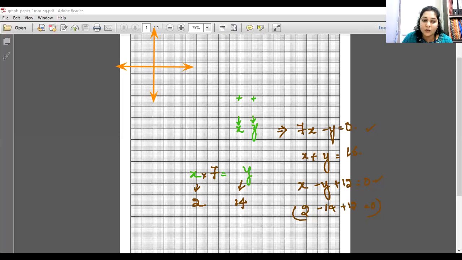How many lines can you draw? You can draw infinitely many points, isn't it? So this is my point. Through this point, how many lines can I draw? Through this point, I can go ahead and draw infinitely many lines.